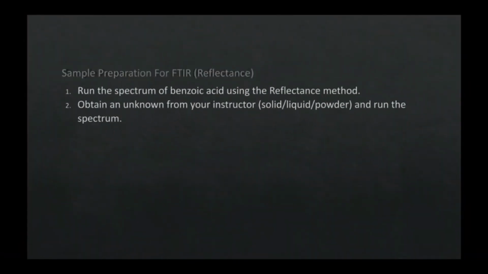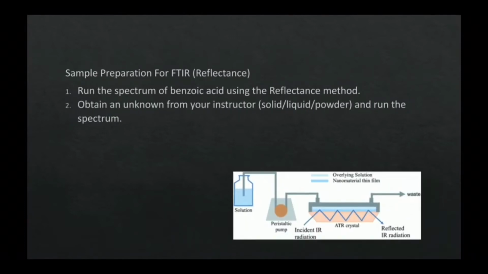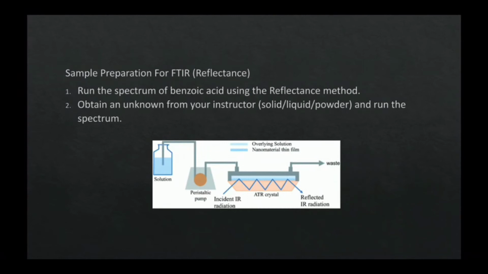Next, for the sample preparation of FTIR, which is the reflectance: run the spectrum of benzoic acid using the reflectance method. Lastly, obtain an unknown from your instructor, either solid, liquid or powder, and run the spectrum.